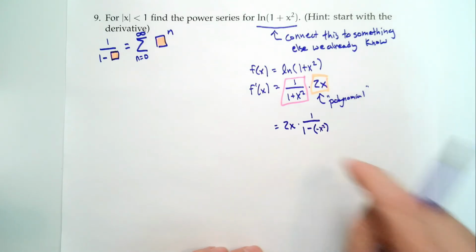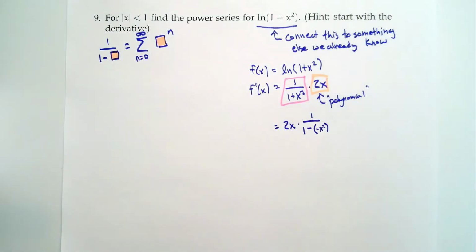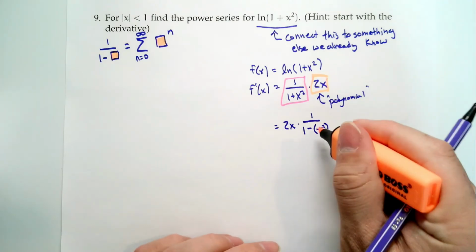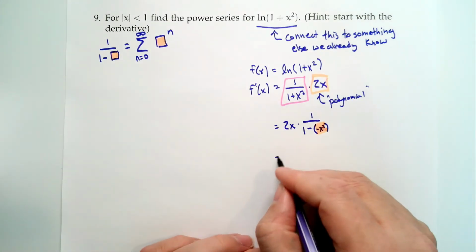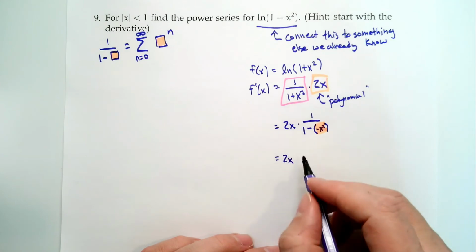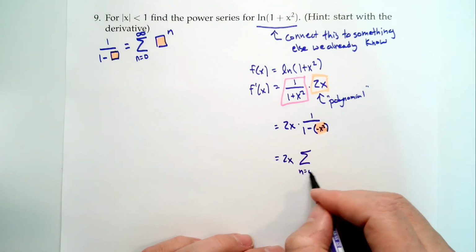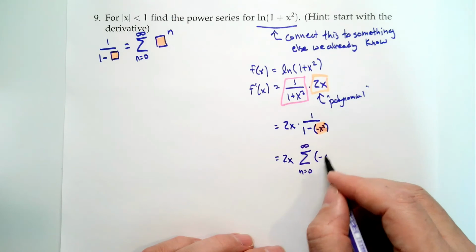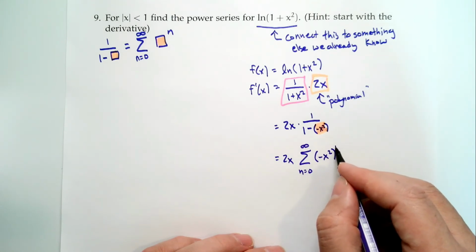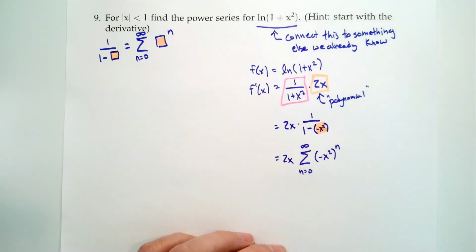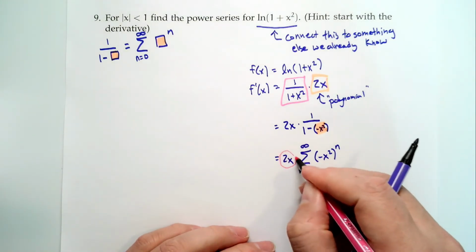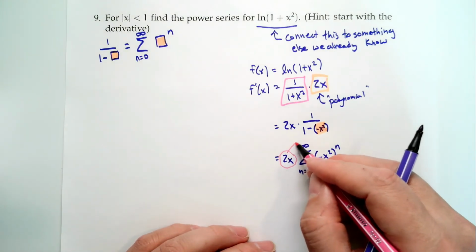Now I say, aha, there's my mold. That's what we're putting inside, minus x squared. So this will give us 2x, again, that's just the part in front, times the sum from 0 to infinity of minus x squared to the nth power. And now, here's the part that's fun. This 2x out in front, because it's a polynomial, I can multiply it through. Really, I can just think about distributing.